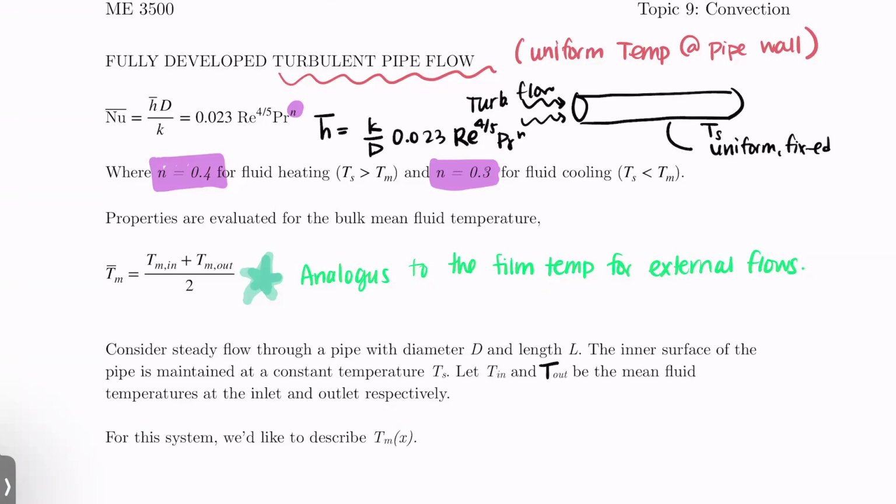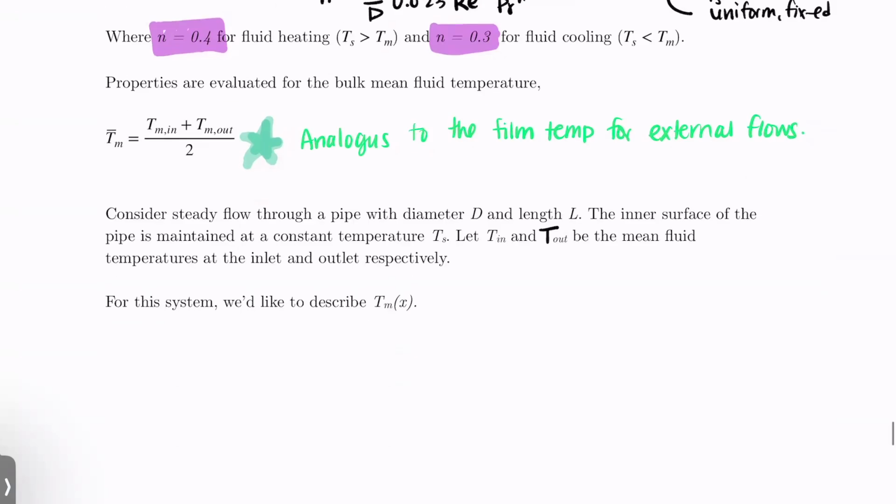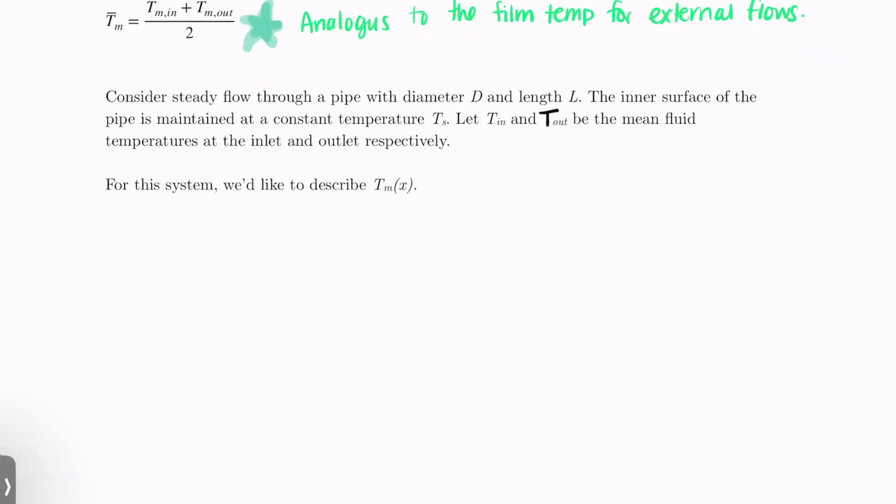Okay. So we're going to consider steady flow through a pipe with diameter D and length L. The inner surface of the pipe is maintained at a constant temperature Ts. And then we're going to let the mean fluid temperature at the inlet and outlet be called T in and T out. All right, pretty standard. So for this system, we want to find an expression that describes Tm as a function of x. All right, so let's draw a picture.